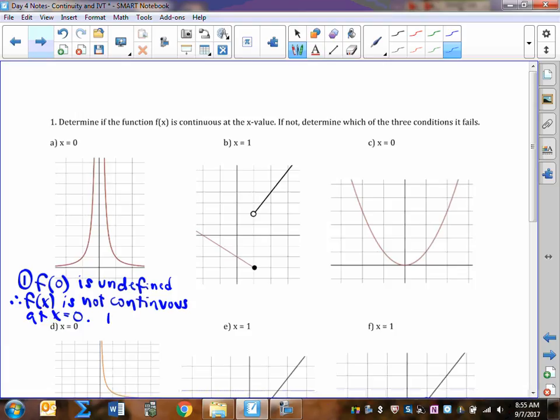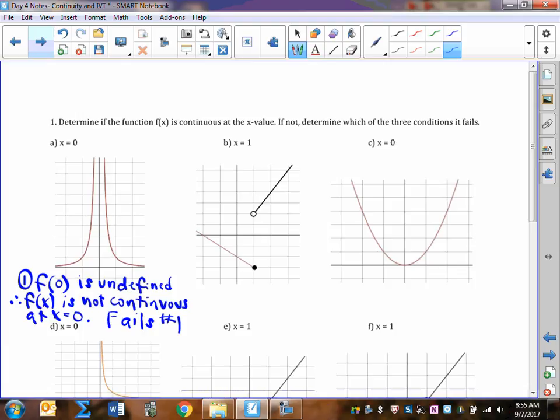It failed number 1. Typically, though, we wouldn't outright state fails number 1 or fails number 2. But you would go through the steps, and then once you hit one that it does fail, you would say it's not continuous at that point. Now notice we can't just say f of x is not continuous, we are investigating a specific point.